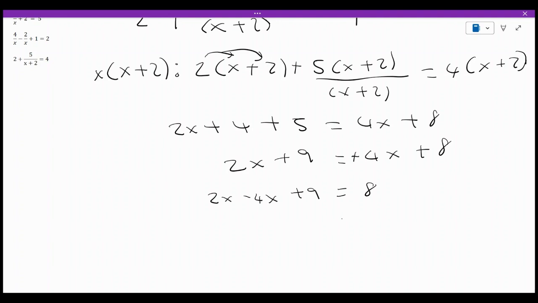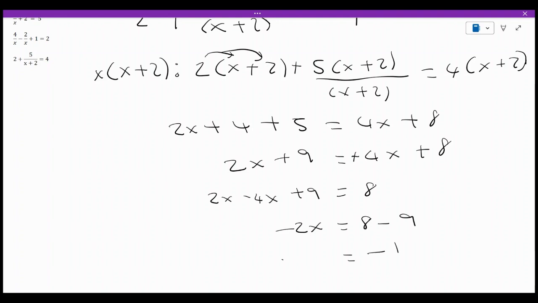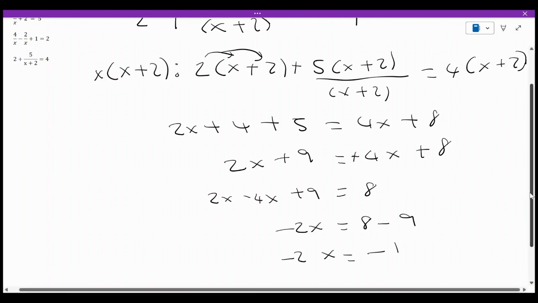Okay? Same thing with the 9. This 9 is positive on this side. Let's move it to the other side, and then it's going to give us what? 8 minus 9. Okay? Now 2x minus 4x, that's just negative 2x. Then we're done with that. Now 8 minus 9, that is negative 1, negative 2x.